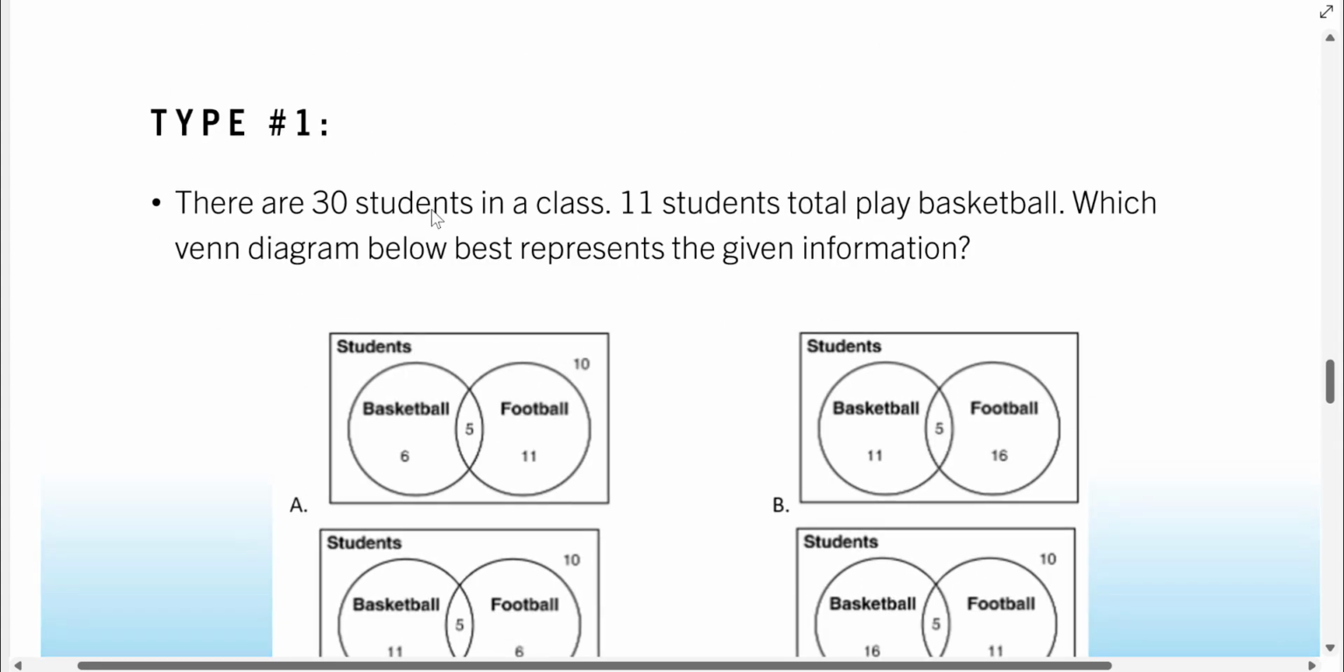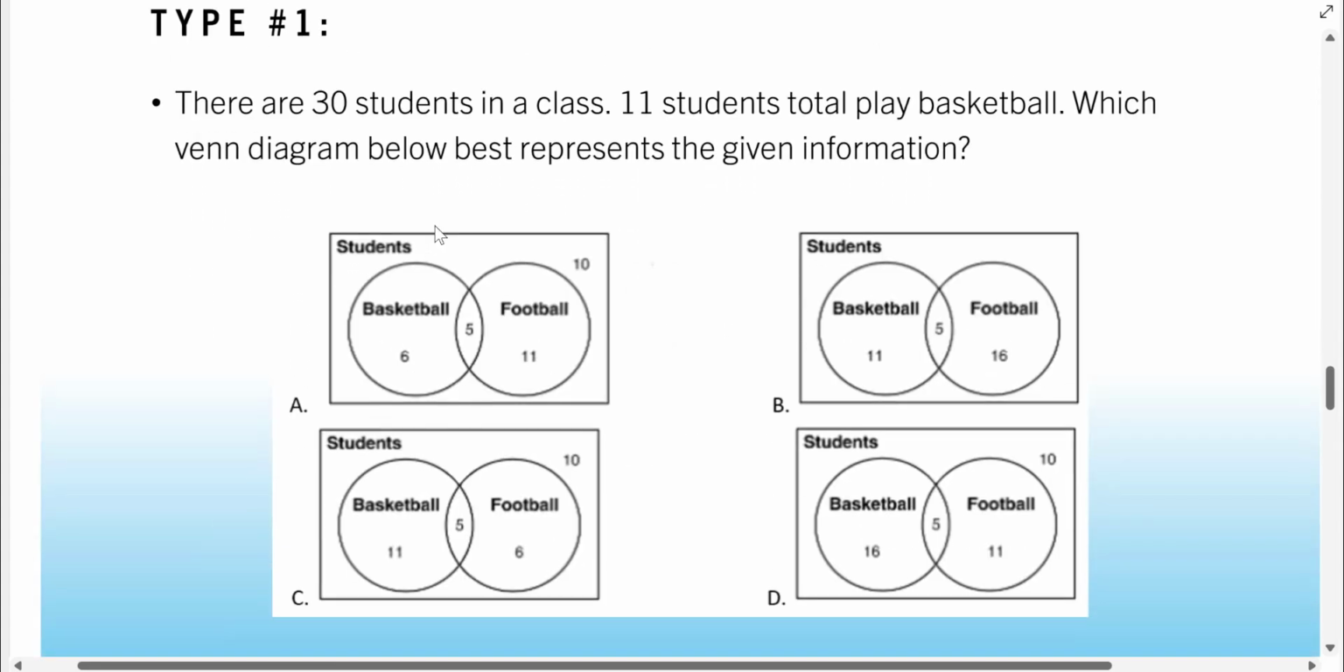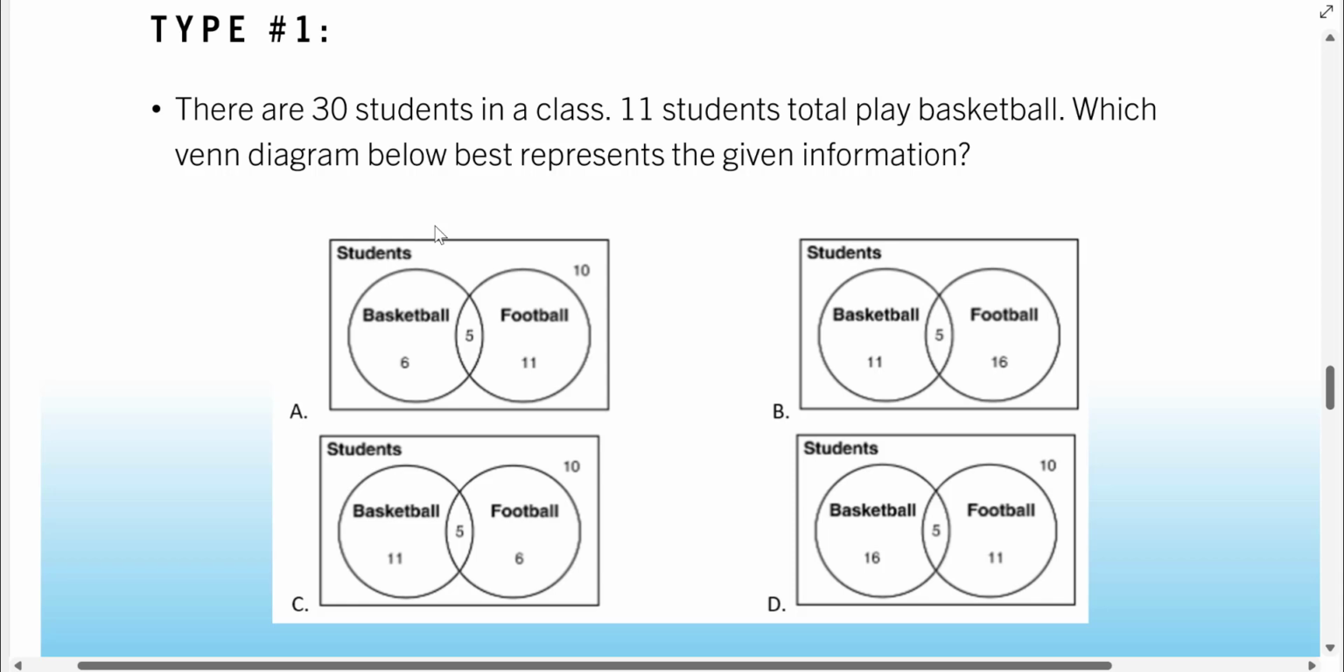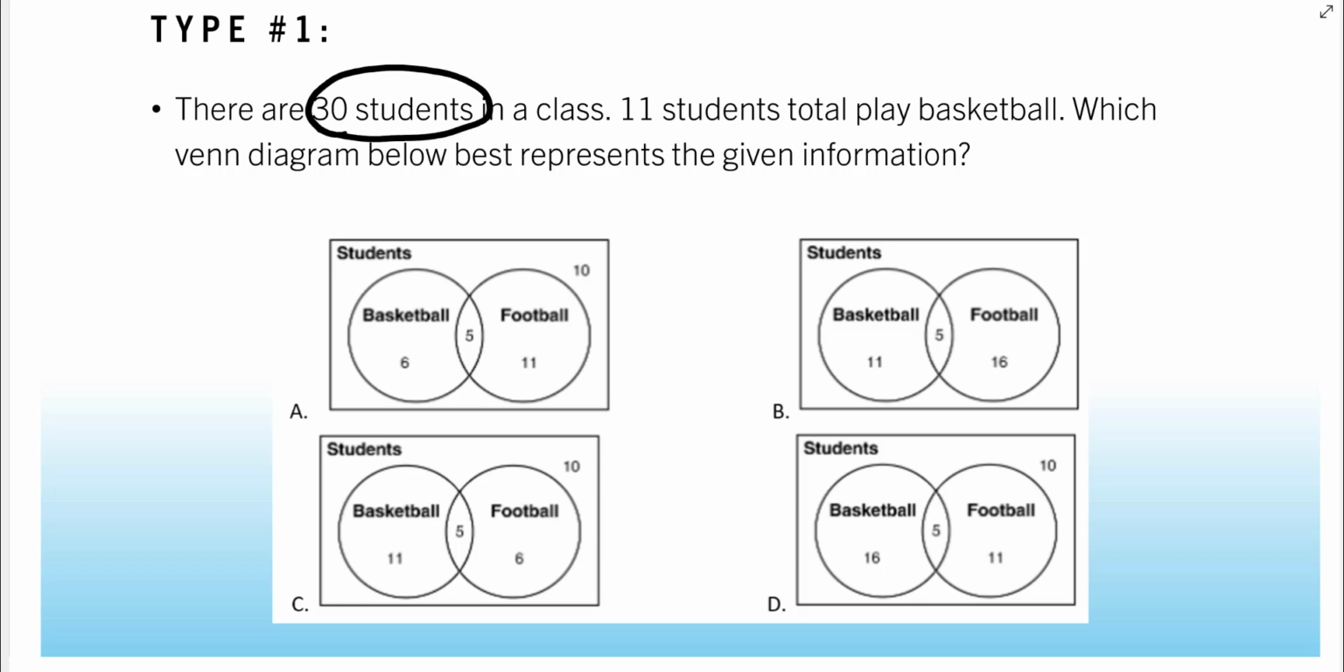Okay, so we're going to get to the first type of problem. So ahora podemos hacer el primer tipo de problema. So type 1 is multiple choice. So the answer is A, B, C, or D. First, we need to read the question. So necesitamos leer la pregunta primero. There are 30 students in a class. That means there's 30 students total. Okay, so se dice que hay 30 estudiantes en una clase. So eso significa el total es 30.